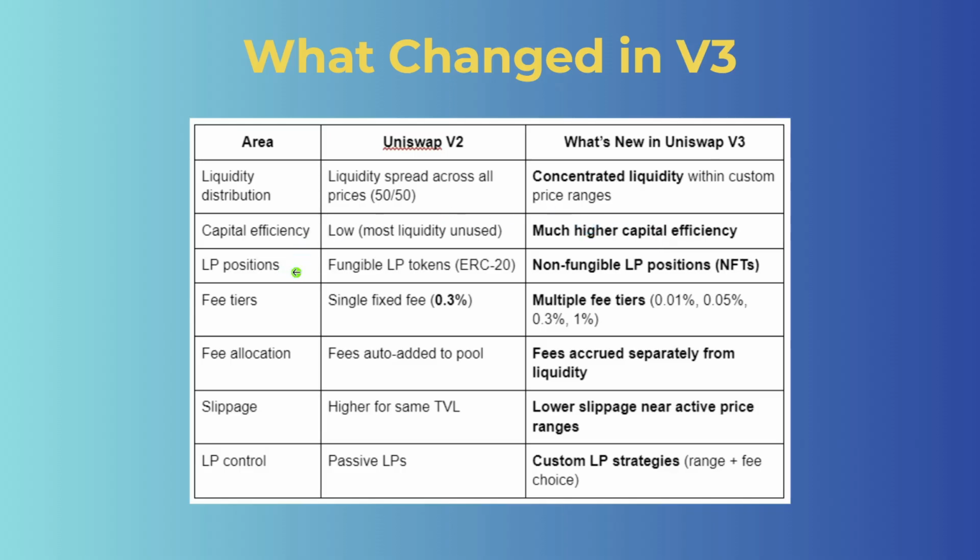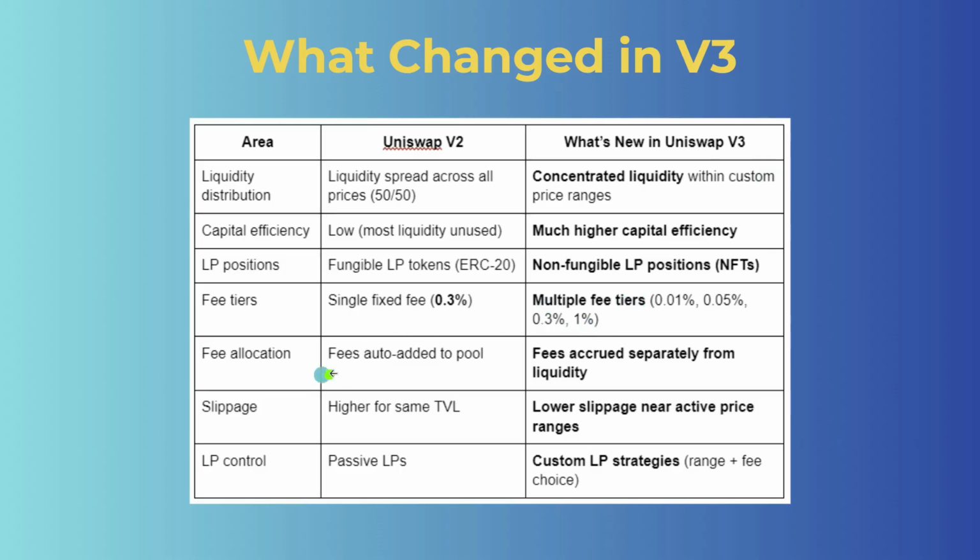LP position, this is a technical difference. In V2, they use LP tokens, ERC-20. In V3, non-fungible LP tokens, NFTs. This is important: fee tiers. In Uniswap V2, we have a single fixed fee, 0.3%. Here in V3, we have multiple fee tiers. So we have 0.01%, 0.05%, 0.3%, 1%.